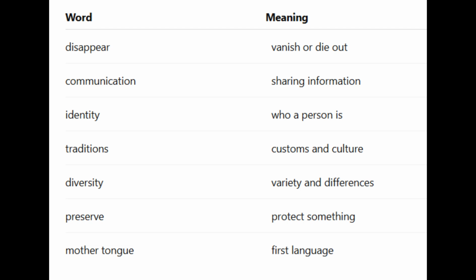You do not need very difficult English. Simple and clear writing can also achieve a high band score.